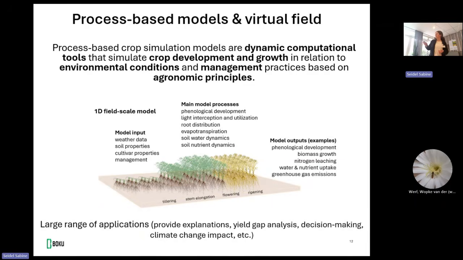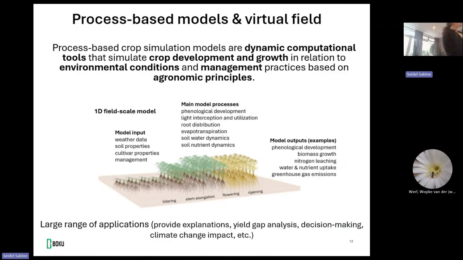Then it has incorporated processes. For instance, it simulates the phenological development based on the day length, the temperature, the light. Then it simulates the biomass as a function of light interception, but I will show this a bit later. It simulates the root distribution, evapotranspiration, soil water dynamics over depth, and soil nutrient dynamics over depth. It depends a bit on the model. Some are stronger in this or weaker in that, but these are the general processes that are simulated.